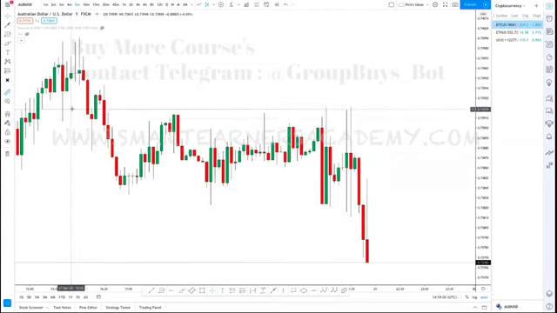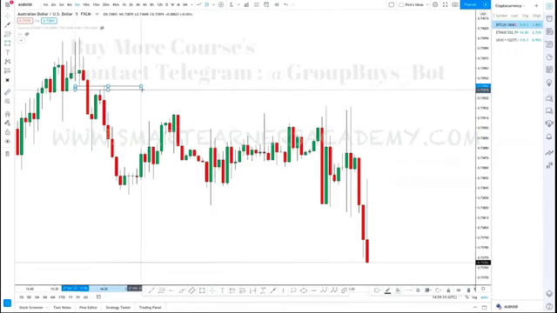And for entry points of interest, you have an imbalance here. This is a pair I would 100% recommend to learn, because it's a very nice pair and it works so well with the system. The system works everywhere, but this one really works nice in AUDUSD.